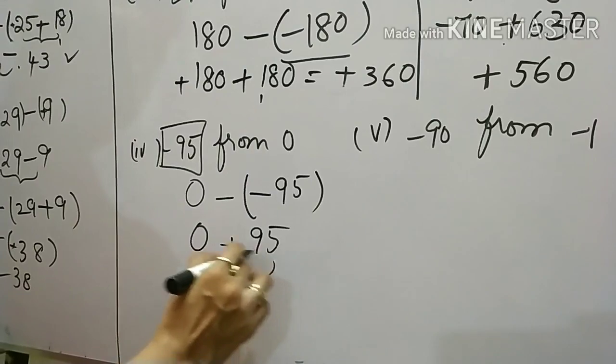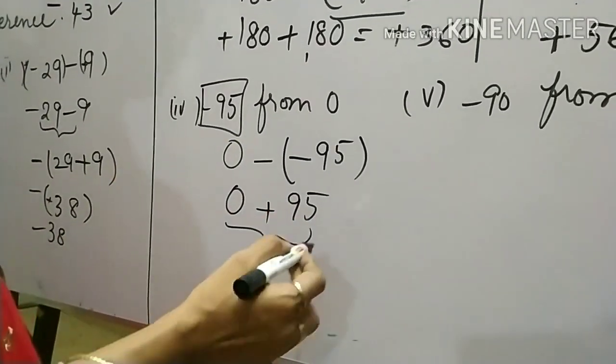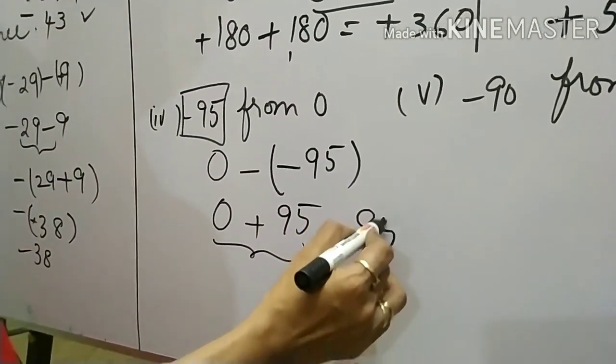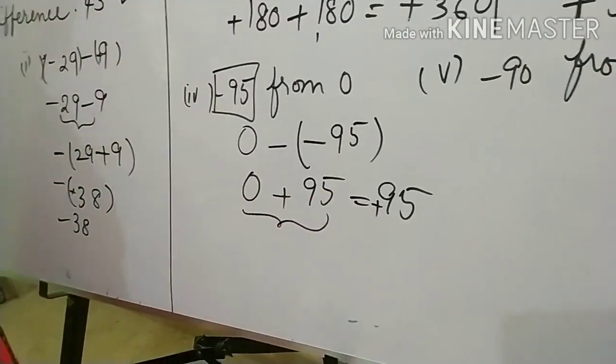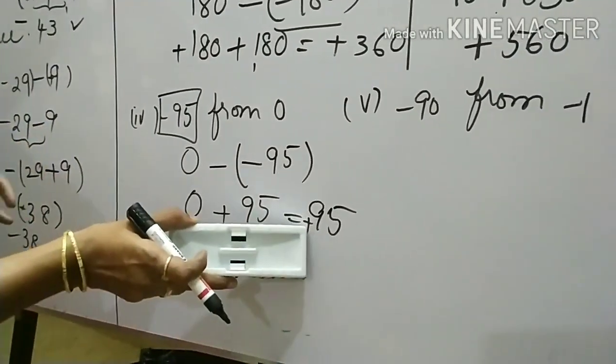If you add 0 to any number, you will get that number only. Okay, 95. What is the sign here? Plus. Need not write it. Okay.